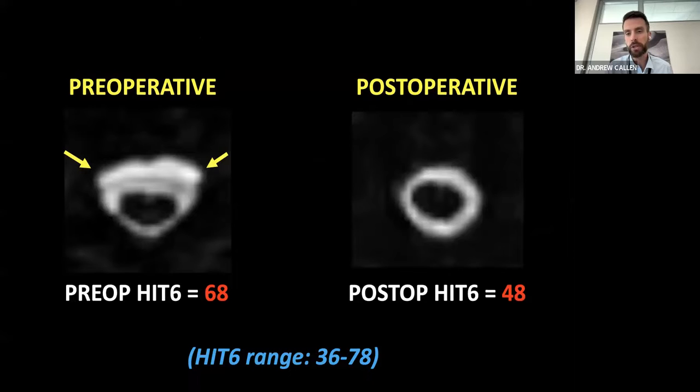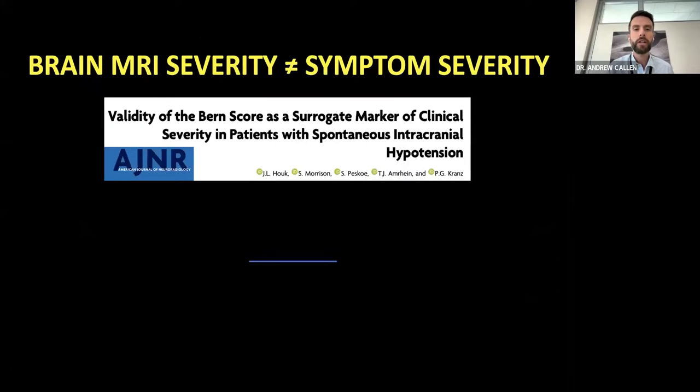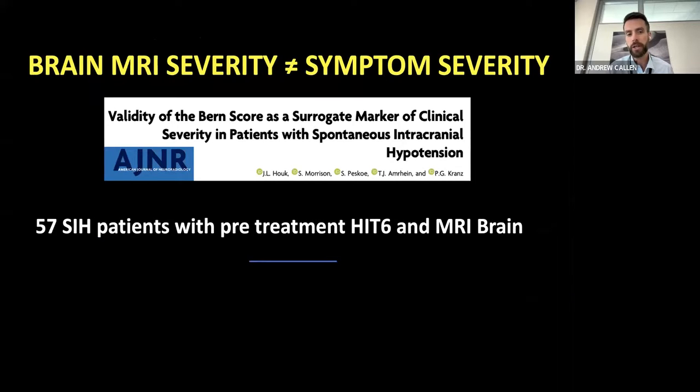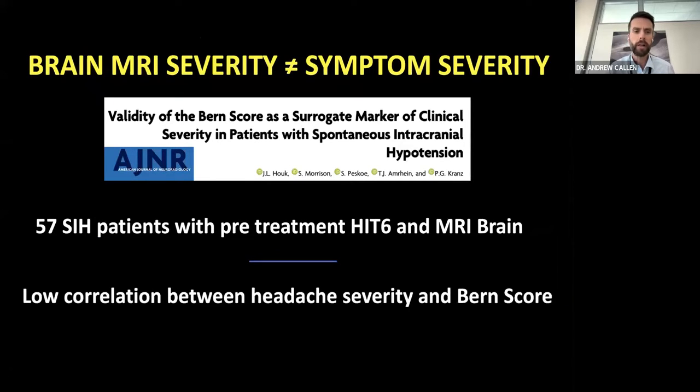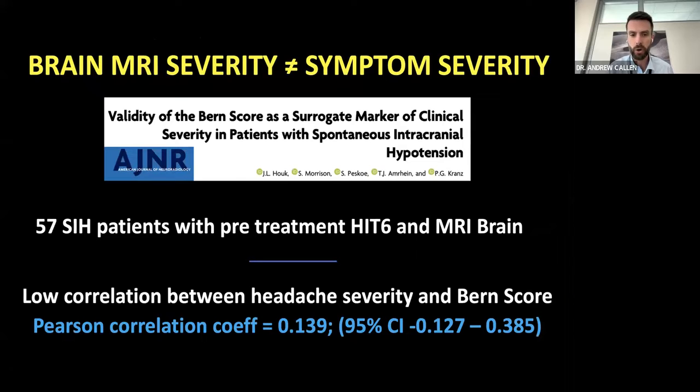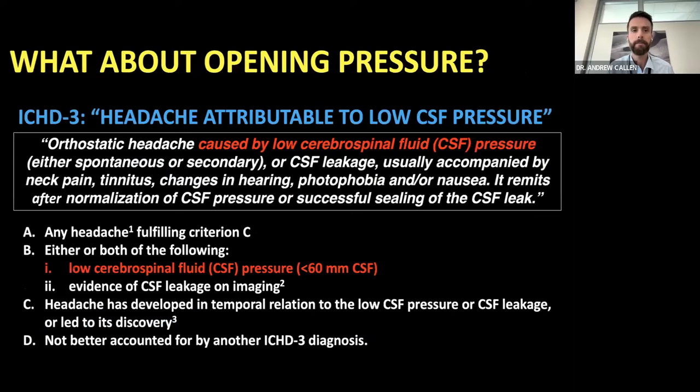So remember to interpret the Bern score in the context of the probability of finding a leak, but also that the longer a patient lives with a leak, the more likely their brain MRI will normalize. Touching on brain MRI severity not being equivalent to symptom severity, a nice paper just recently came out of Duke looking at 57 patients with proven SIH with pre-treatment HIT-6, a validated headache score measure, and MRI brain. They showed a very low correlation between headache severity and Bern score. So really, this Bern score, again, is not how much the patient is suffering. It is simply how likely it is that we are going to find a leak.